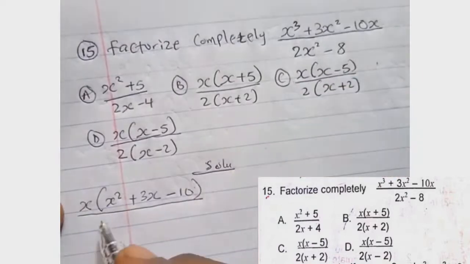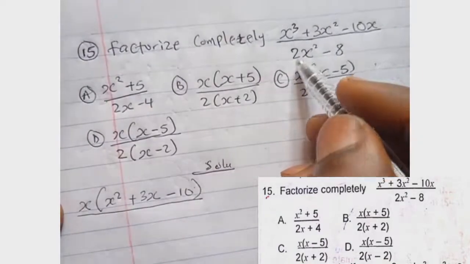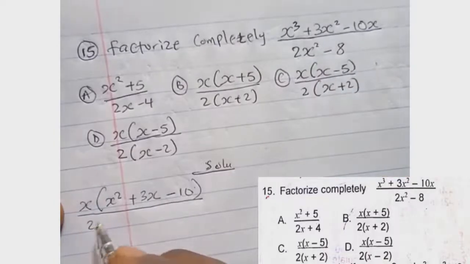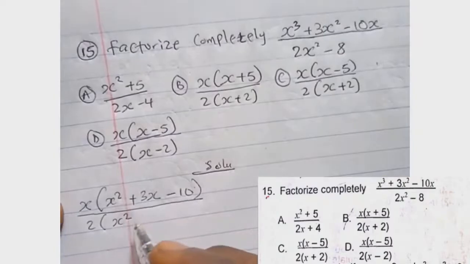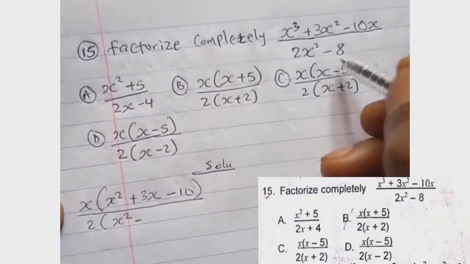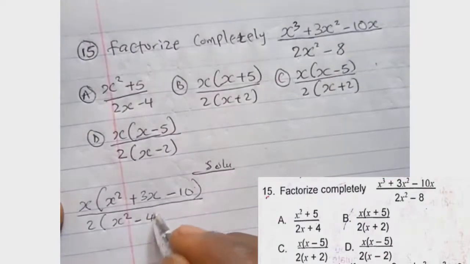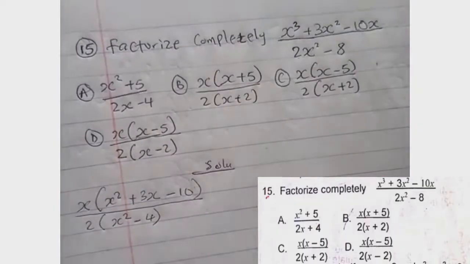Here we have 2. We say 2 is common to both sides because 2 can divide 8. So we take 2 outside. That will be 2s squared divided by 2, which makes s squared, minus 8 divided by 2, which gives us 4. So you can cancel this and close the bracket like this.